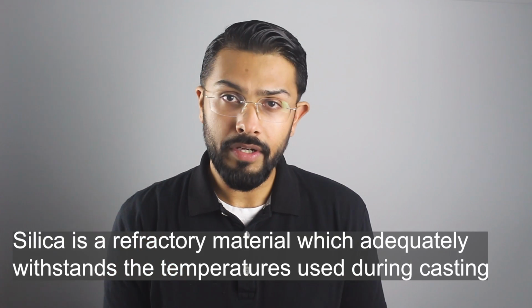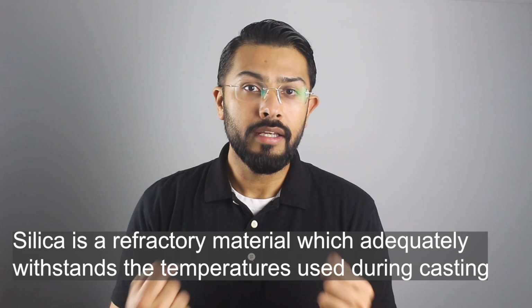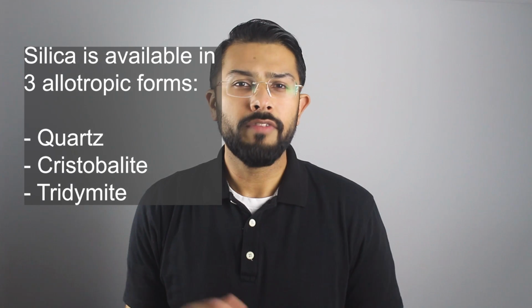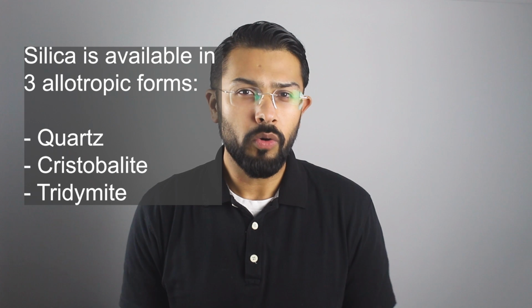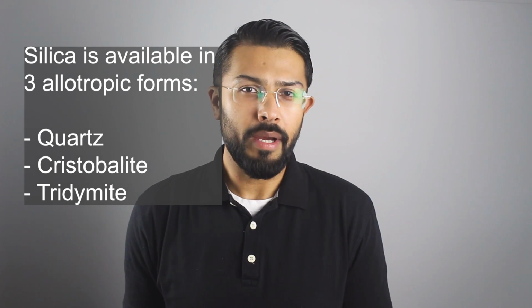You should always remember that silica is a refractory material which adequately withstands the temperatures used during casting. It is available in three allotropic forms: quartz, cristobalite, and tridymite, which are all chemically identical but differ slightly in the crystalline form. Quartz and cristobalite are used extensively in investment materials. In addition to imparting the necessary refractory properties to the investment, the silica is responsible for producing much of the expansion which is necessary to compensate for the casting shrinkage of the alloy.